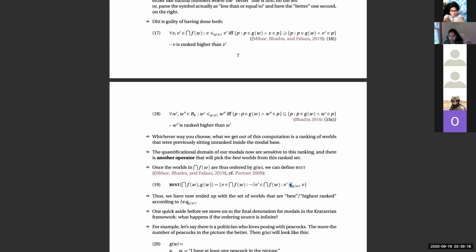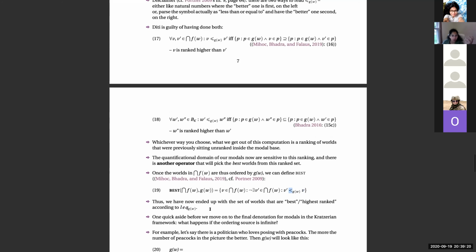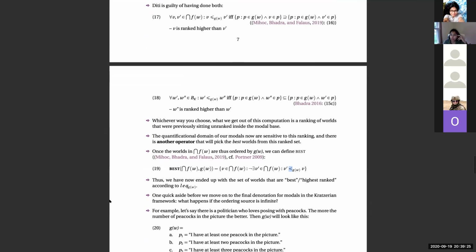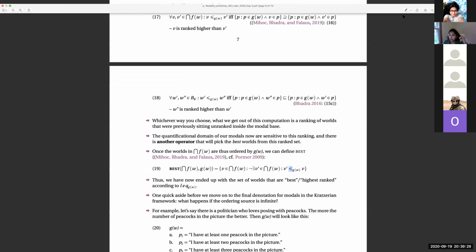This is basically this sign, right? Or the pre-order sign that you have here. Okay, so one quick aside before we move on to the final denotation of a modal.